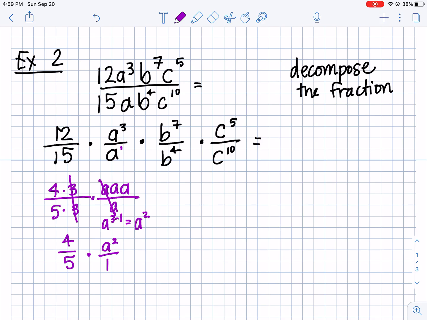Next, we'll deal with the b's. Now, we could expand these out, or we could do our subtraction. b to the 7 minus 4, that's b cubed. So I'm going to have b cubed over 1.